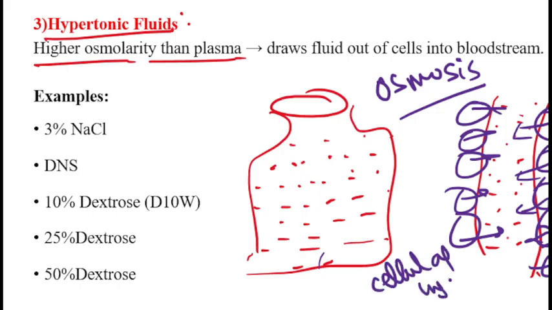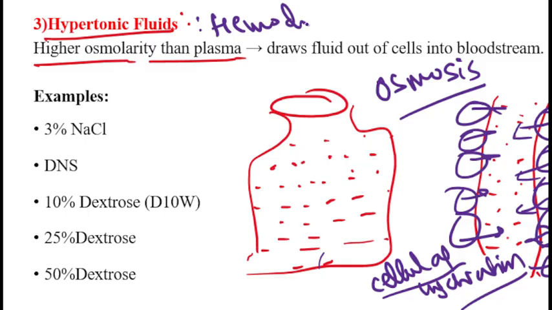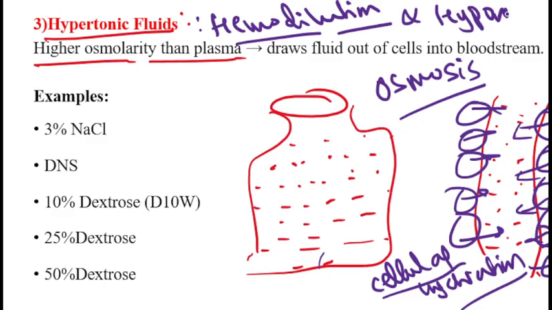Cellular dehydration can lead to cellular damage, and cellular shrinkage can also happen. So that is the reason why these fluids are administered whenever the patient is having hemodilution. In which condition are these fluids administered? When the patient is having hemodilution and hyponatremia, that is, decreased sodium level.